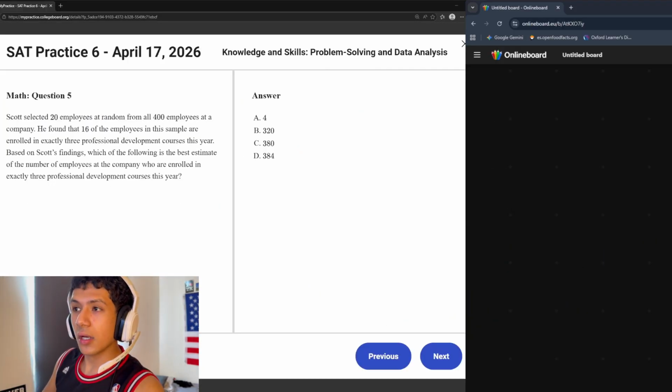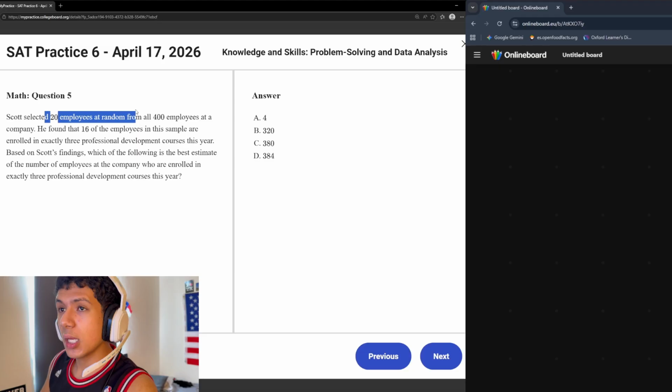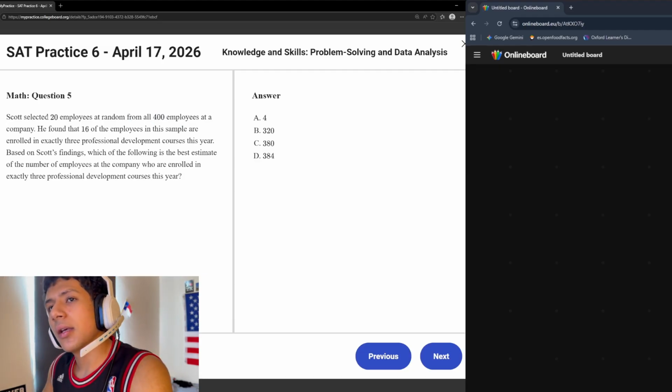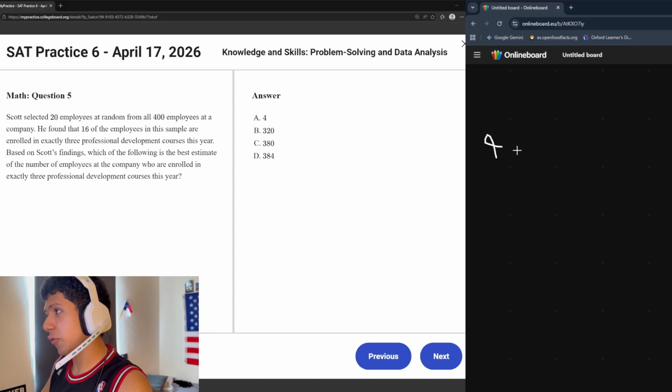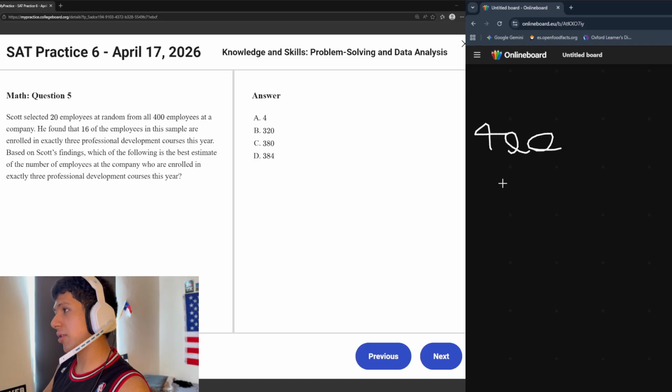Okay, let's see. Scott selected 20 employees at random from all 400 employees at a company. So there were 400 employees, and Scott selected just 20 of them.